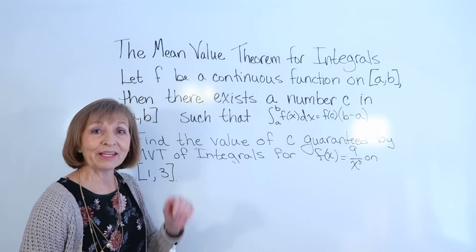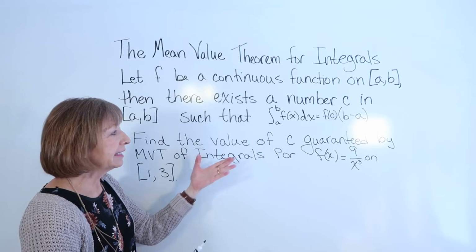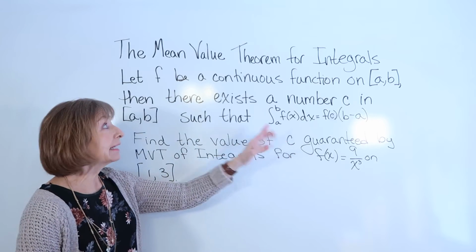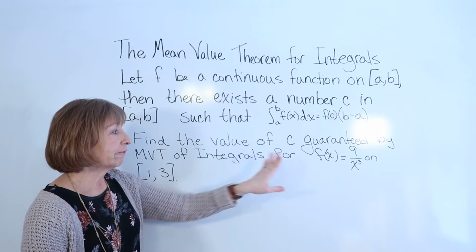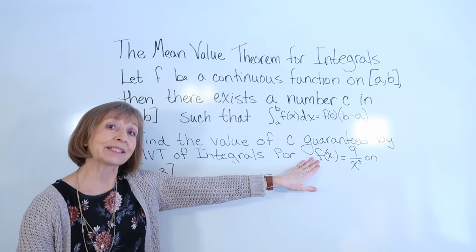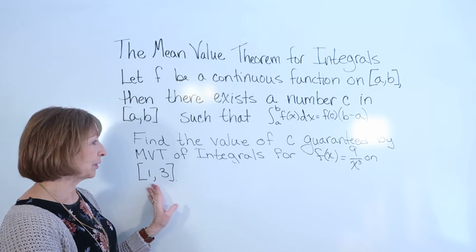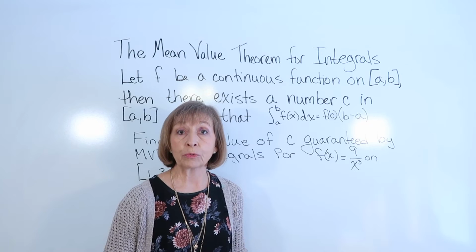I've kept the mean value theorem up here so that we can see how we have to go about it. This first example says to find the value of c guaranteed by the mean value theorem of integrals for my function f of x is equal to 9 over x to the third on the closed interval from 1 to 3. Now 9 over x to the third's domain is all reals except 0.